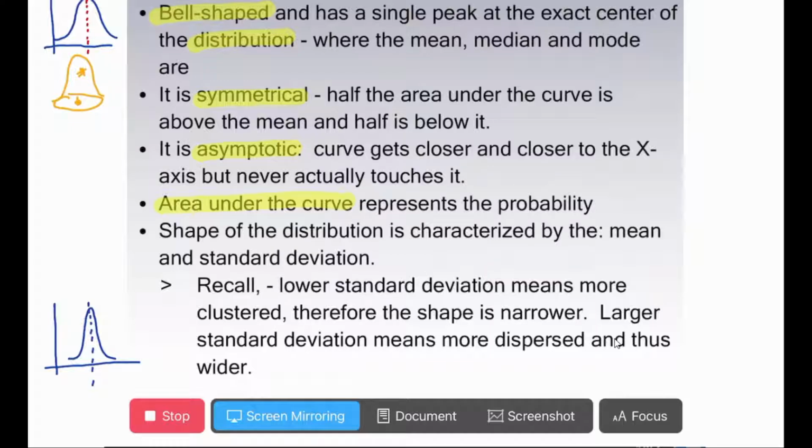Our other person who had the same average for their test scores scored like 50 and 54, but then also like 85 and 84, so they had a wider spread, and their curve would look something more like that. So the values are more spread out. Lower standard deviation means more clustered, shape is narrower. Larger standard deviation means more dispersed and thus wider.